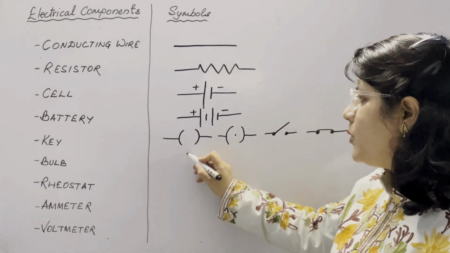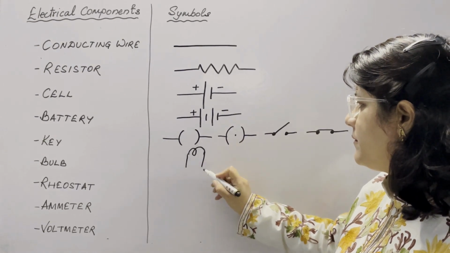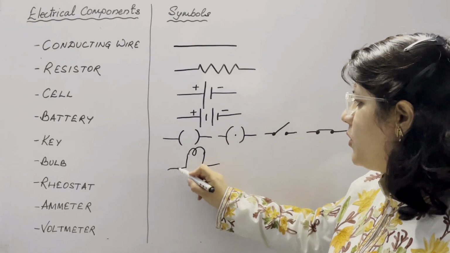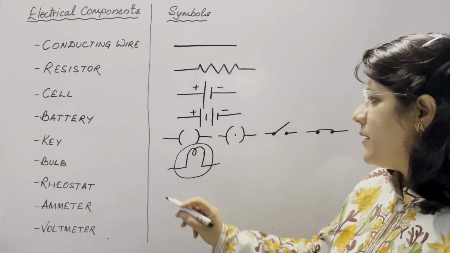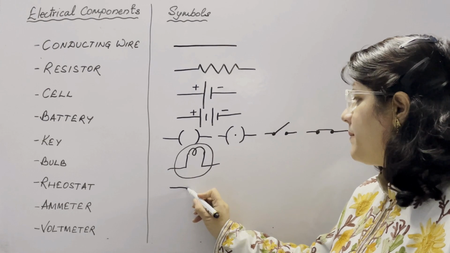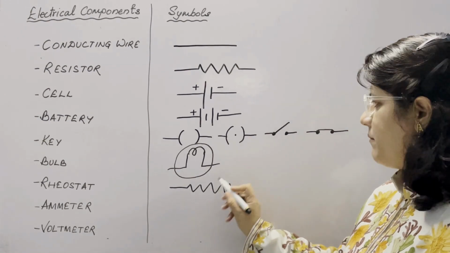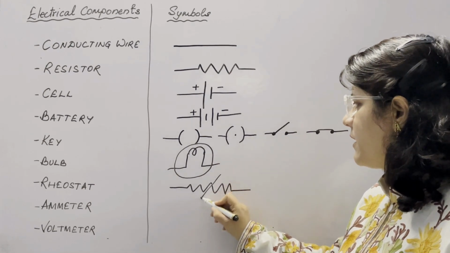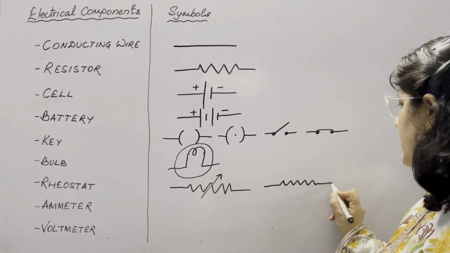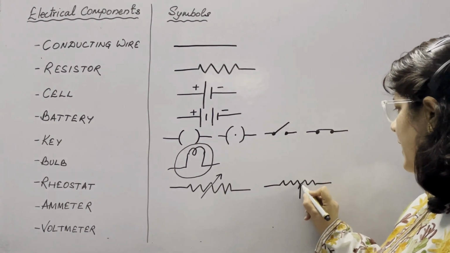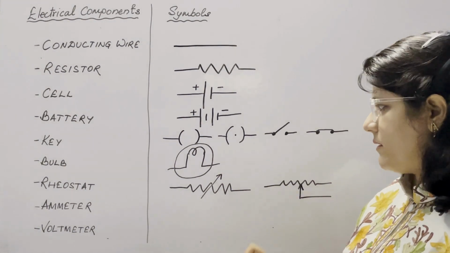Bulb is represented by two small parallel lines connected by a spiral, like this, or we can draw a circle. Next is rheostat, which means variable resistance. Its symbol is like resistance, and then we can make an arrow, like this. It is used to adjust the flow of current in the circuit.